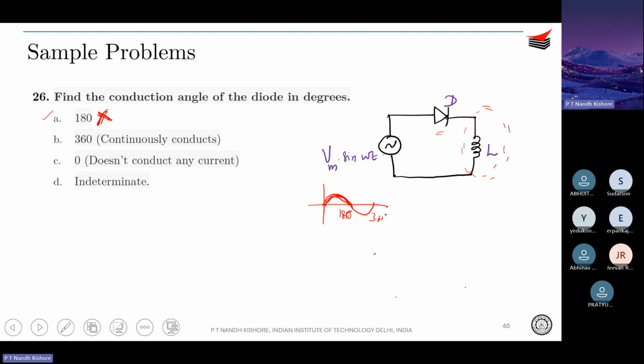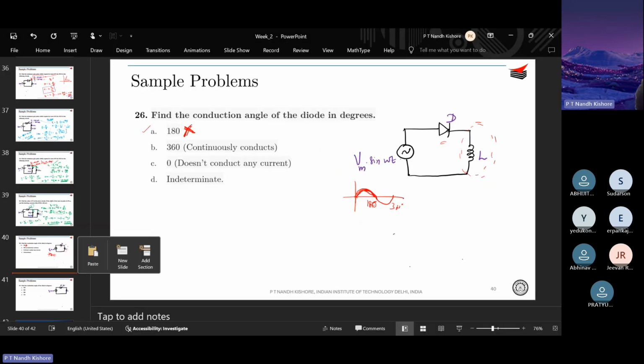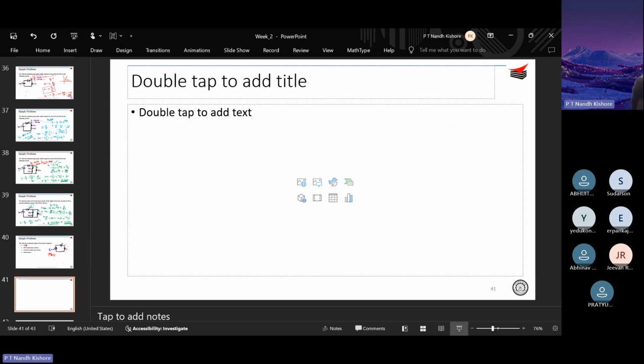So I will take a new slide and then it will be easier for me to explain.